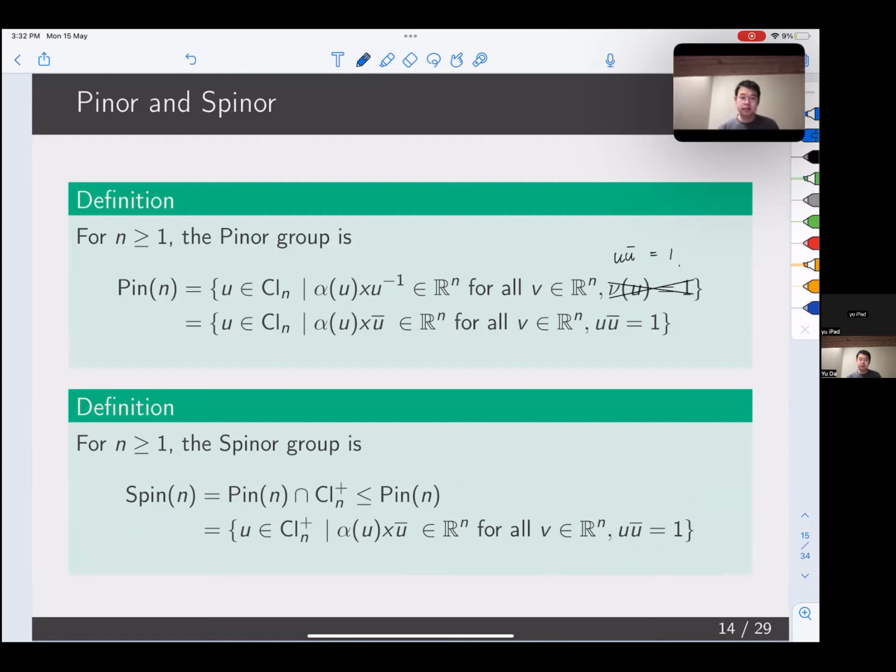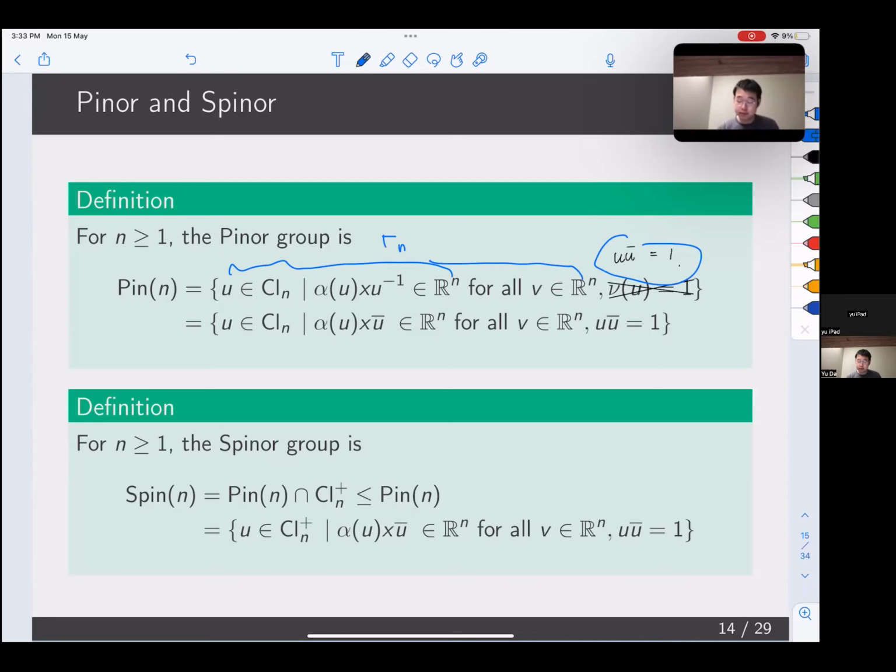Next, we are going to define the pin and spinor groups. So for the pin group, the first part of the definition is the same as gamma n, but it has this extra condition that U times U conjugate is 1. So we can think of this condition as U having norm 1.